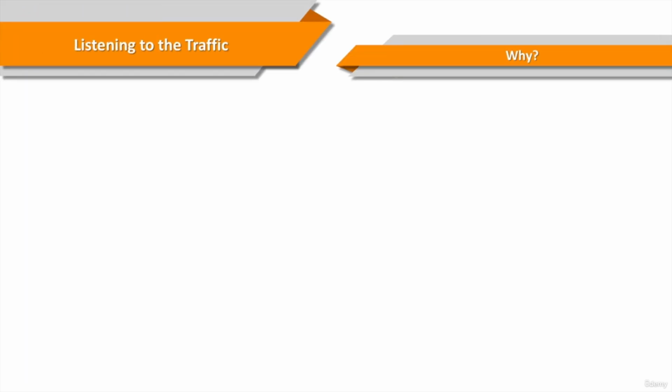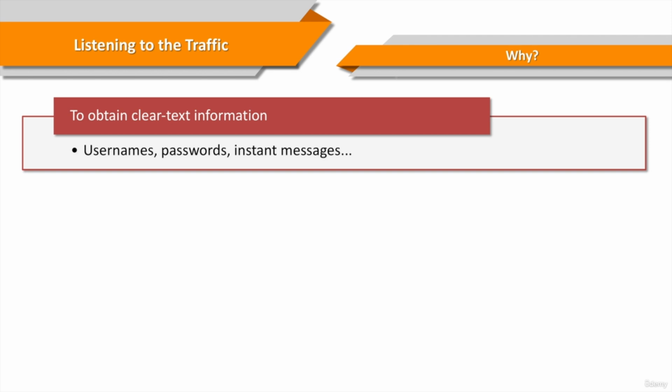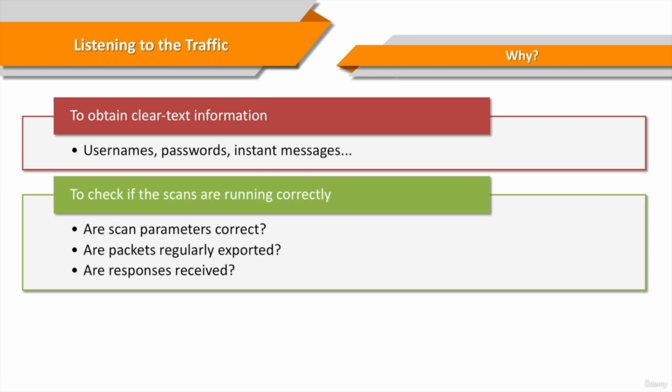During the penetration test, we listen to the network traffic for many good reasons. First of all, it's possible to obtain clear text critical information, such as usernames, passwords, instant messages, emails, and all that. We can check to see if the scans work correctly. And some controls can be seen by listening to the network interface, such as if the scan parameters are set correctly, packets are properly exported from the network interface, and responses are received.